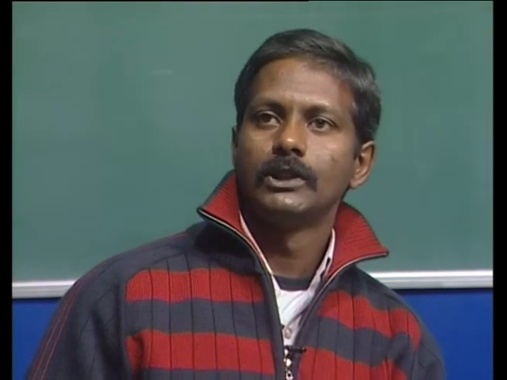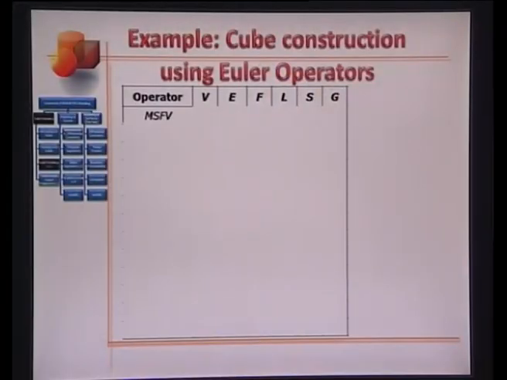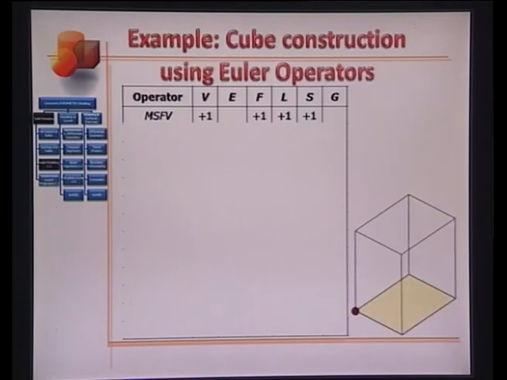Let's try now to construct a cube using Euler operators. The first step, make a shell, face and a vertex. These are the respective increments in the number of vertices, edges, faces, loops, shells and genus. What we have done is we have hypothetically constructed a shell. We still have to bind it with the enclosing faces, but for now let's assume that this is a hypothetical shell and we have introduced a face at the bottom and a vertex right here.